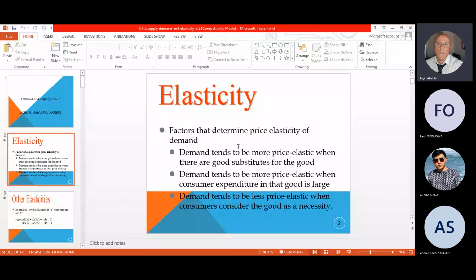Okay, you see the elasticity now. We are going to the second part of the elasticity in micro managerial.